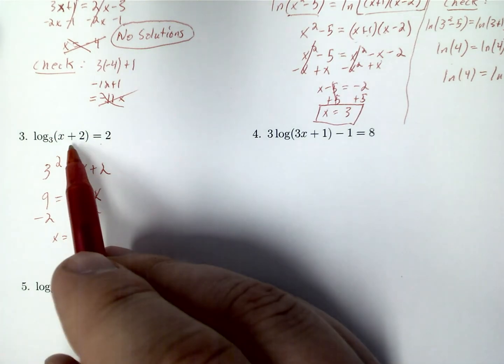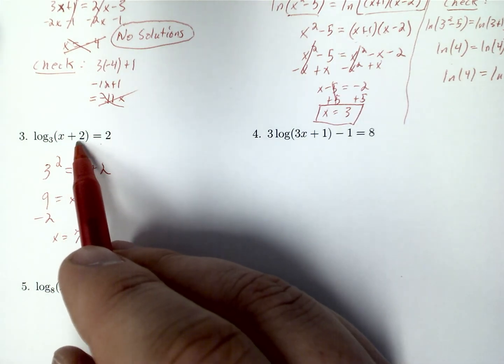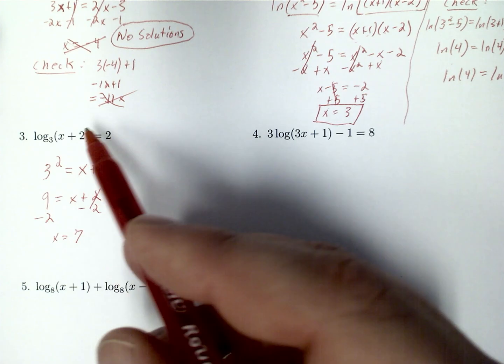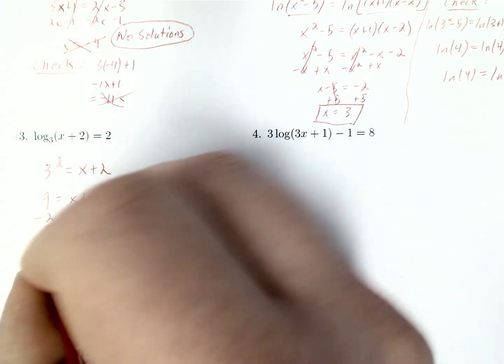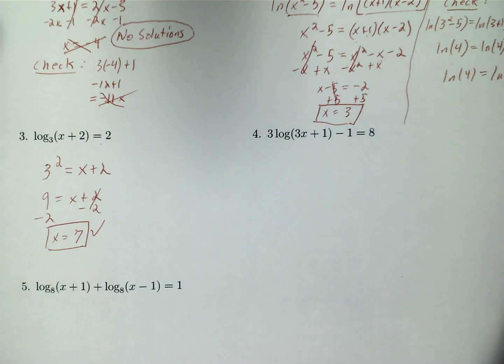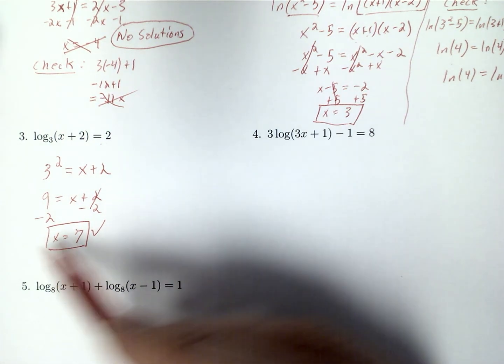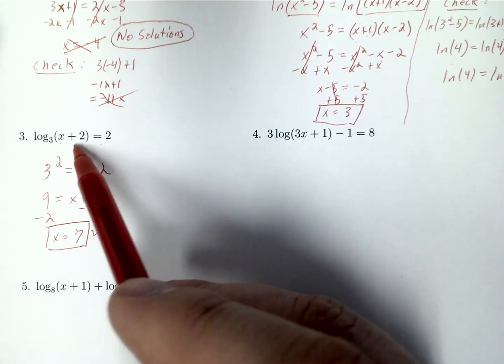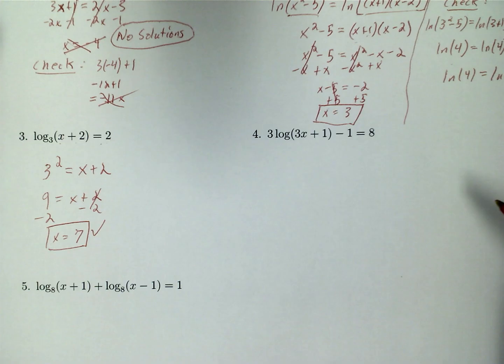And if we plug in 7 and we add 2, that is 9. That's positive. That's all we had to check. It never hurts to check all the way through, but we only have to check so far as to make sure that the inside is positive. All right.